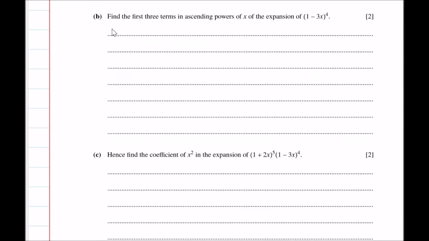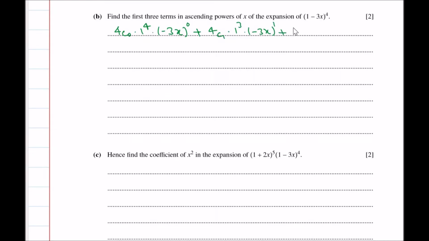Okay. So if you are going to expand this, we'll start with 4C0 into 1 to the power 4 into (minus 3x) to the power 0, plus 4C1 into 1 to the power 3, because the power of 1 will be reducing by 1, and the power of minus 3x will be increasing. So minus 3x to the power 1.